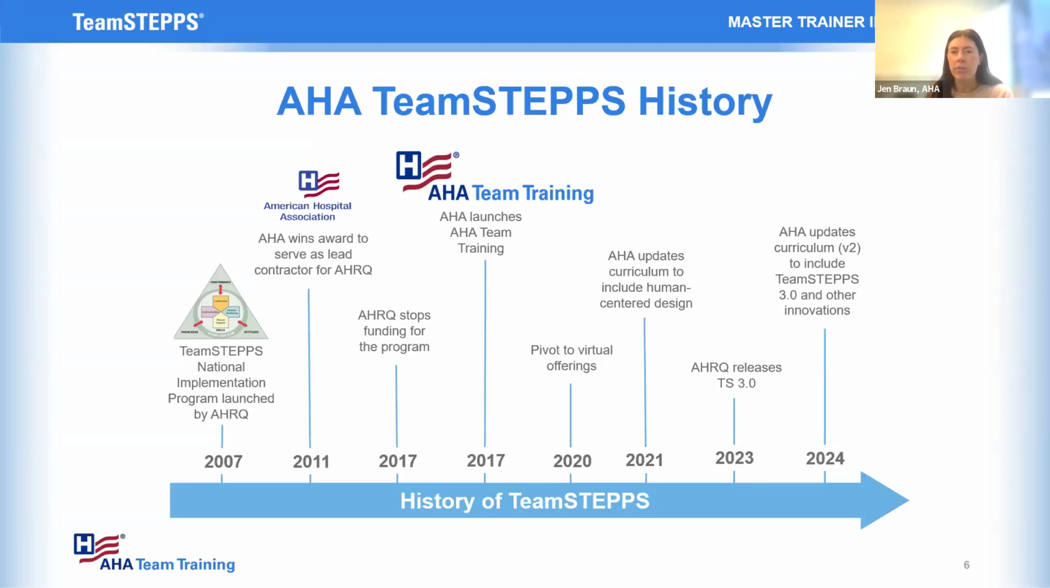Before we get in, we thought we would just have a bit of a shared mental model on who we are and where we've come from. TeamSTEPPS is evidence-based. It was originally developed by the Agency for Healthcare Research and Quality, AHRQ, or we'll refer to them as ARC, in the early 2000s. They launched the national implementation of TeamSTEPPS in 2008, and ultimately AHA got involved and served as the lead starting in 2011. ARC ended the funding in 2017, and that's when we at AHA decided to continue the TeamSTEPPS movement and launch AHA Team Training.